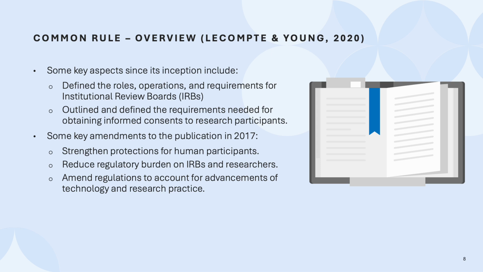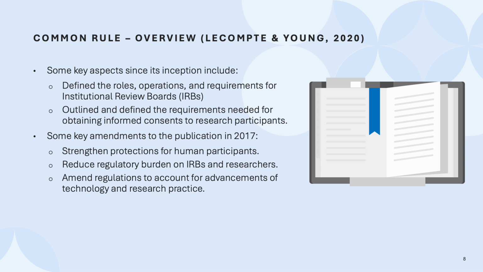Now, fast forward to 2017, the Common Rule underwent some pivotal amendments. These changes were driven by three main goals. First, to strengthen protections for human participants. This was paramount, ensuring even greater safeguards for individuals involved in research. Second, to reduce the regulatory burden on IRBs and researchers. The aim was to streamline processes without compromising participant safety.